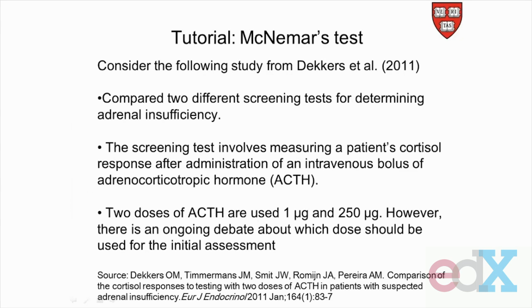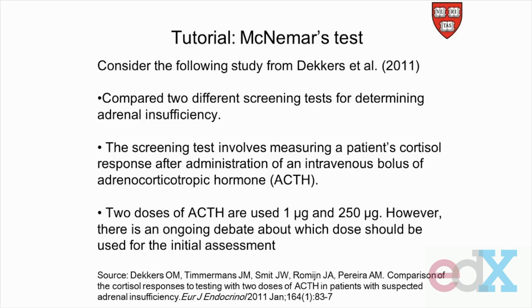Hey everyone. Today we're going to do a tutorial on McNemar's test. This is going to be the first of two tutorials on McNemar's test. I'm going to do one now, and then Lauren is going to do another one coming up next using the data from the CHIS dataset. So for this example, consider the following study.